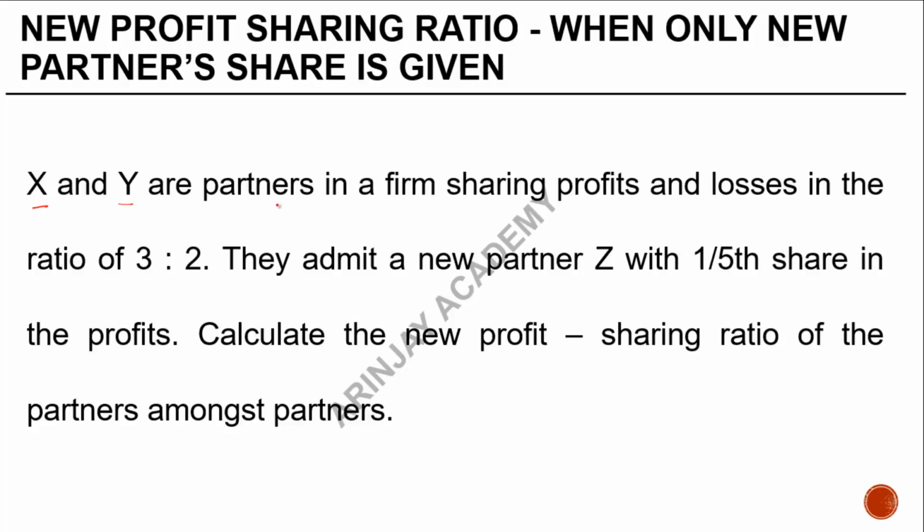X and Y are partners in a firm sharing profits and losses in the ratio of 3:2. Or in other words, X gets 3/5 of the profit and Y gets 2/5 of the profit. They admit a new partner Z with 1/5 share in the profits. So Z has come and his share of profit in the new firm is 1/5. Calculate the new profit sharing ratio of the partners amongst themselves. So let us calculate this.